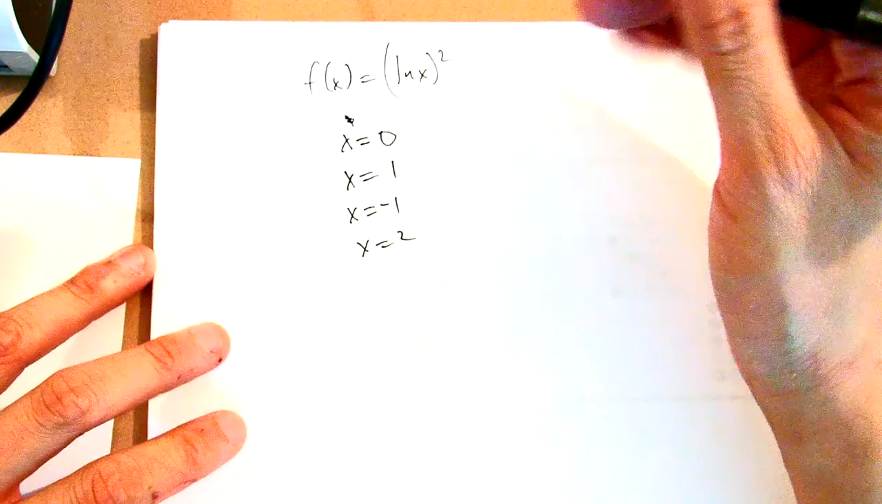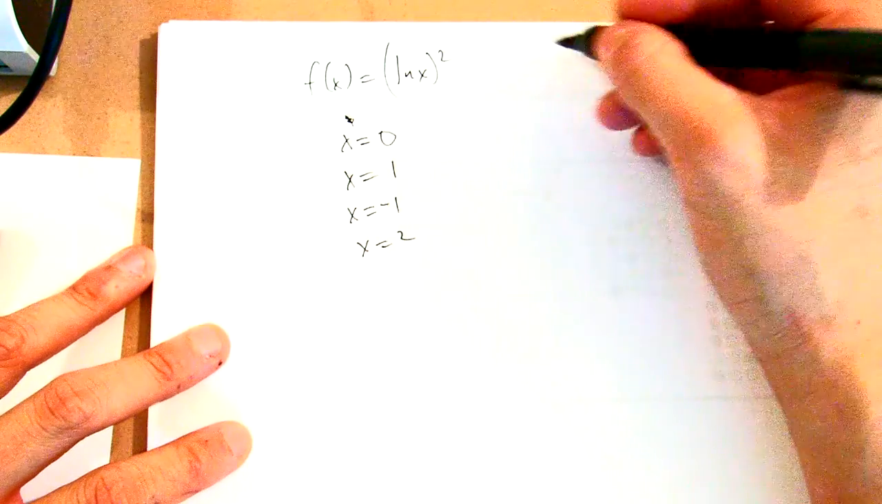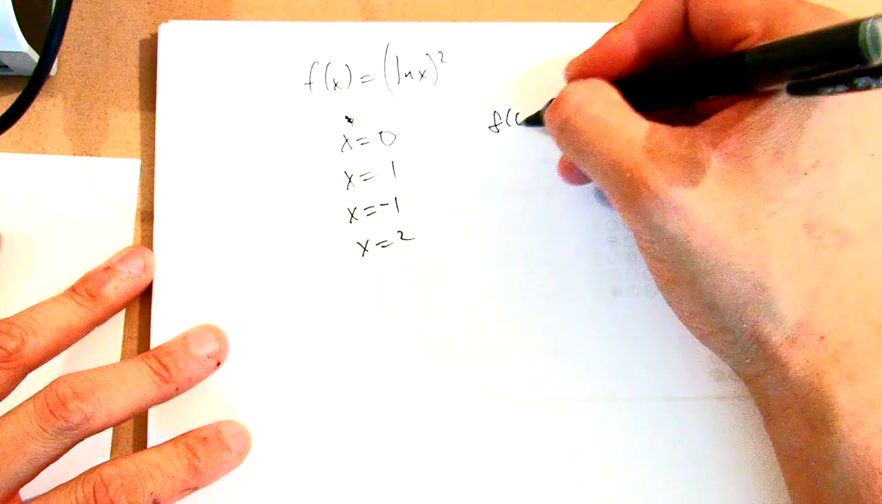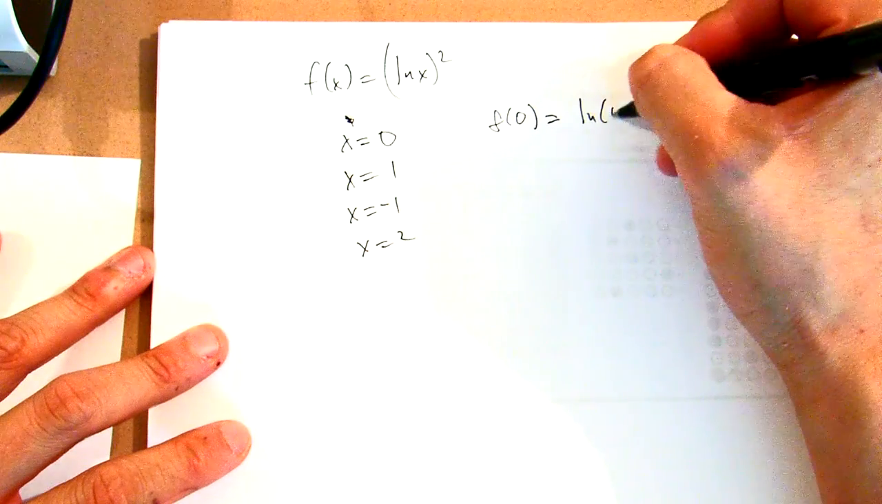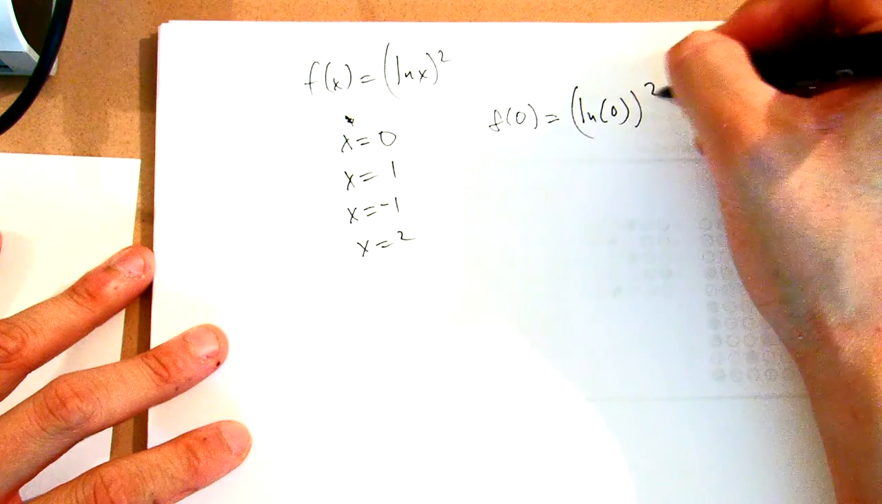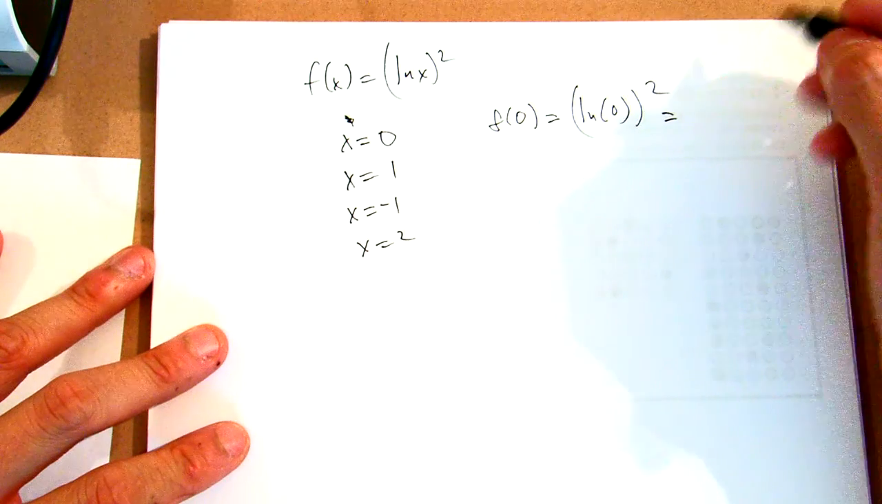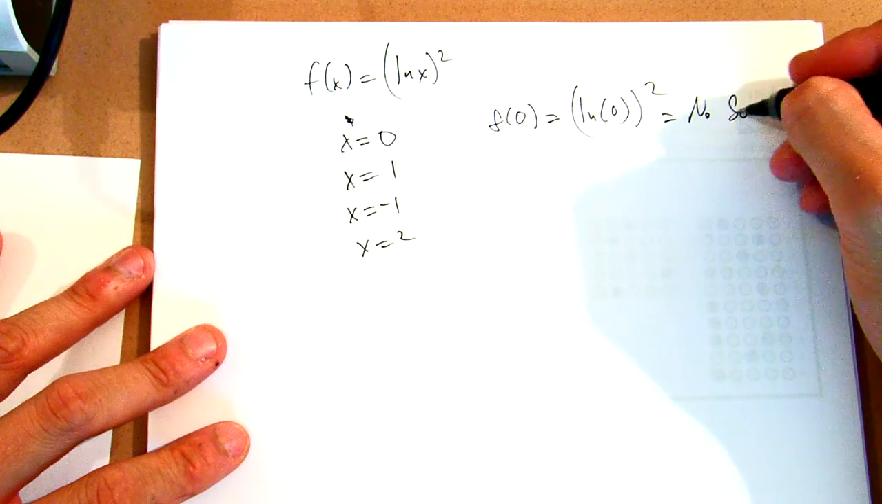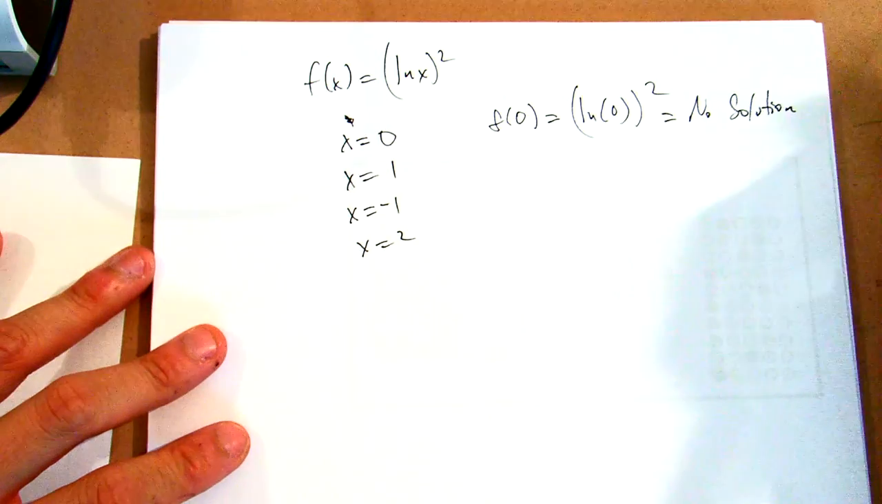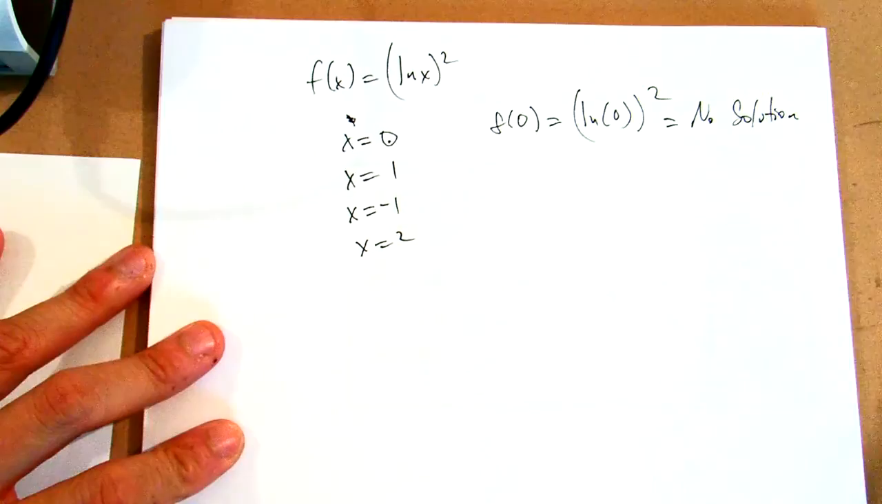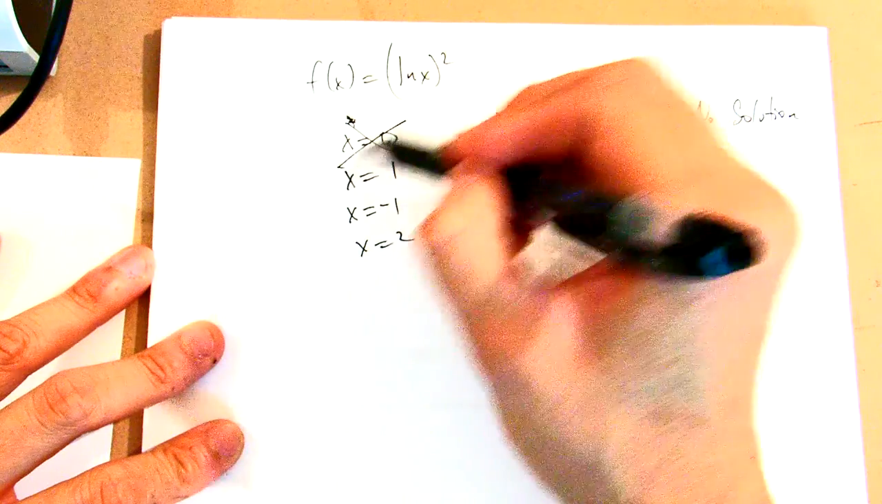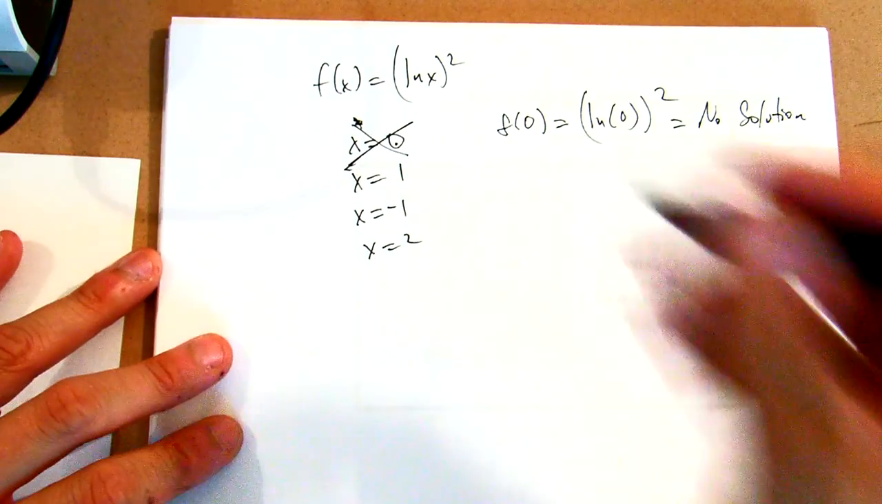When we plug this in, we're going to find f of 0 for the height. So ln of 0 squared, and we have a problem here because there is no ln of 0, so this has no solution, which means x equals 0 is out.